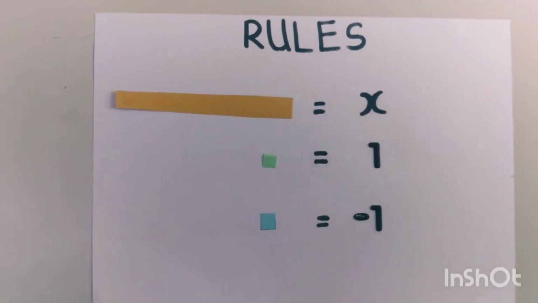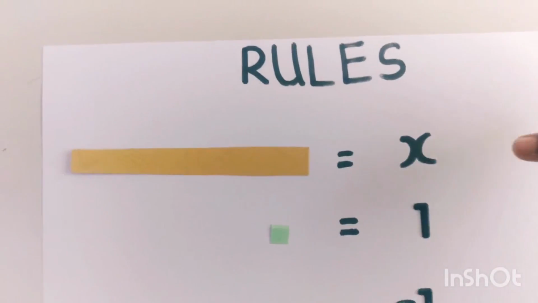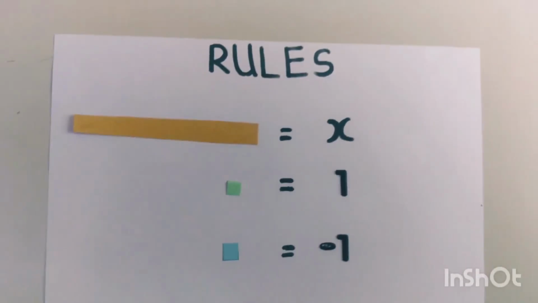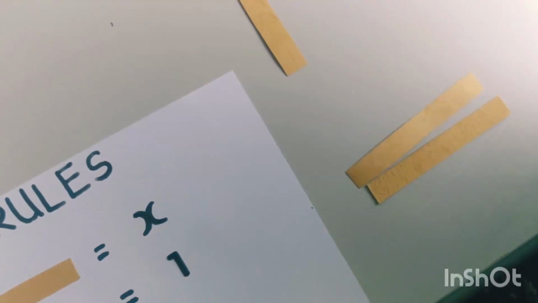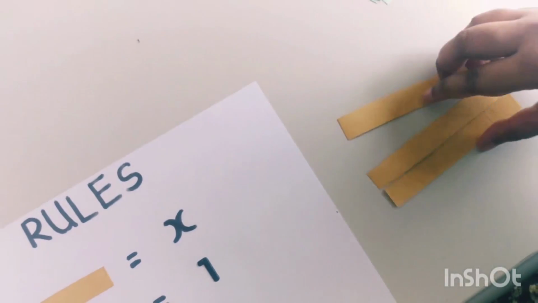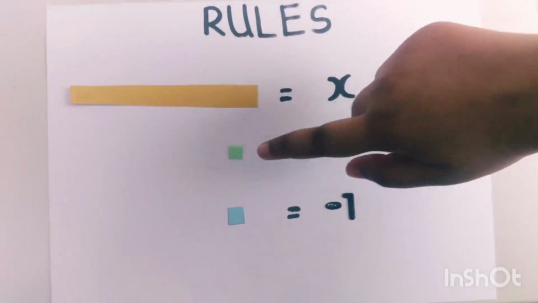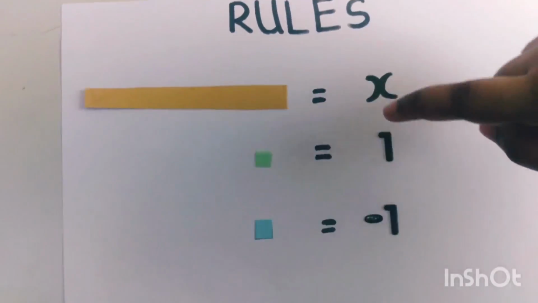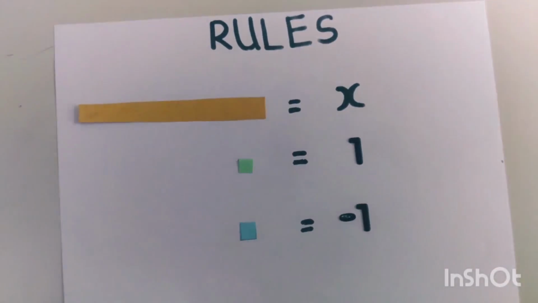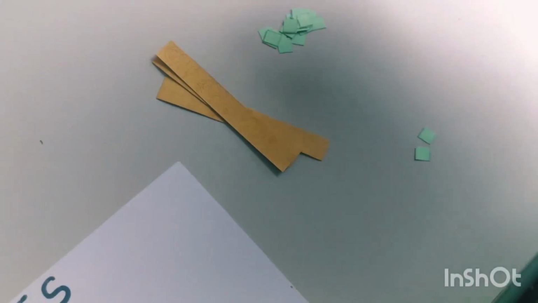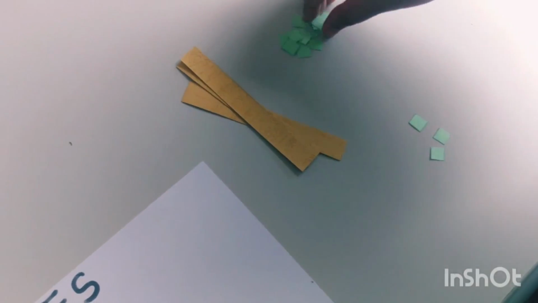The first rule is one rectangle is equal to 1x. Suppose I have 2x, then you will place two rectangles for 2x. If I have 3x, I'll place 3 rectangles for 3x. The next rule is one green square is equal to 1. So suppose I have 2, then I will place 2 green squares. Suppose I have 4, I'll place 4 green squares in total.